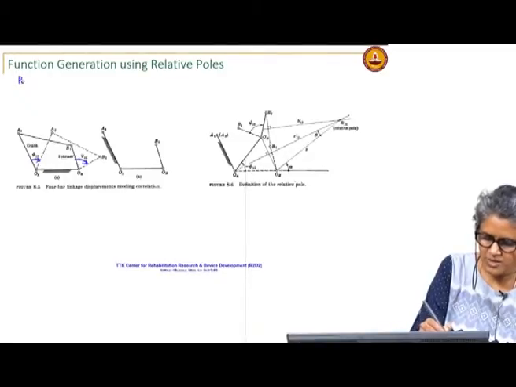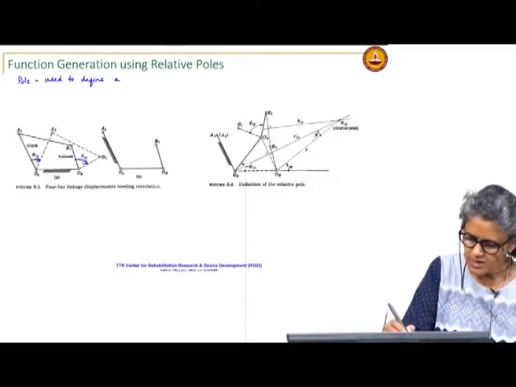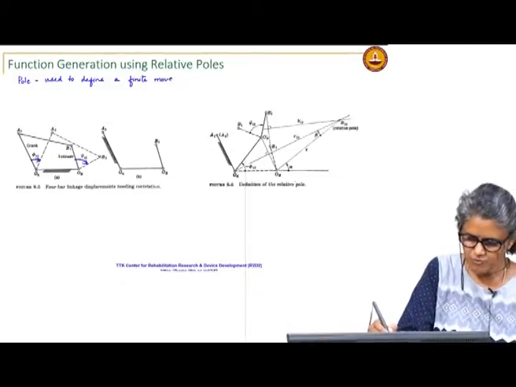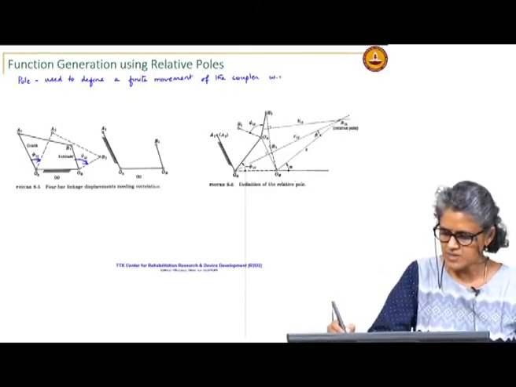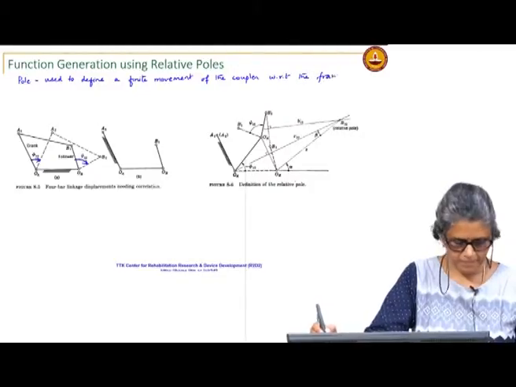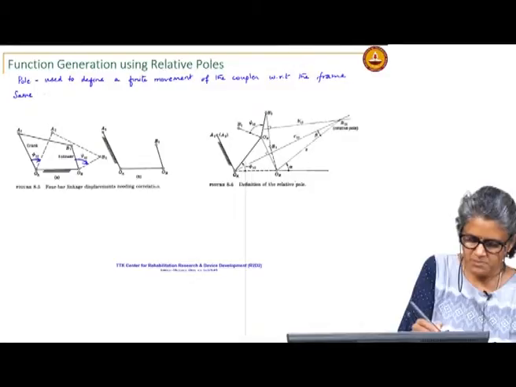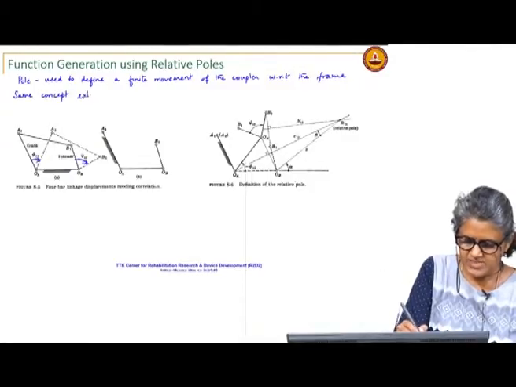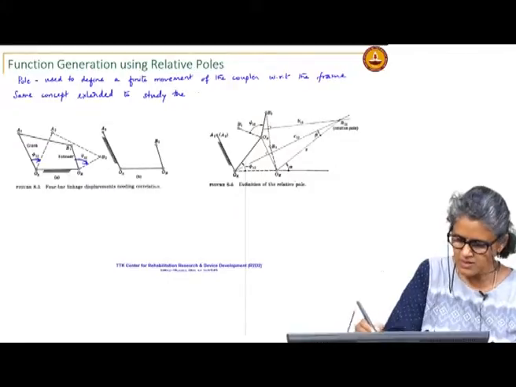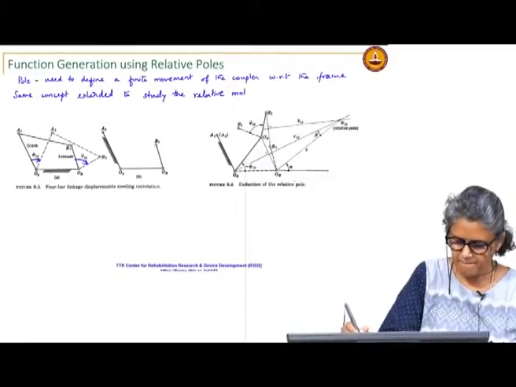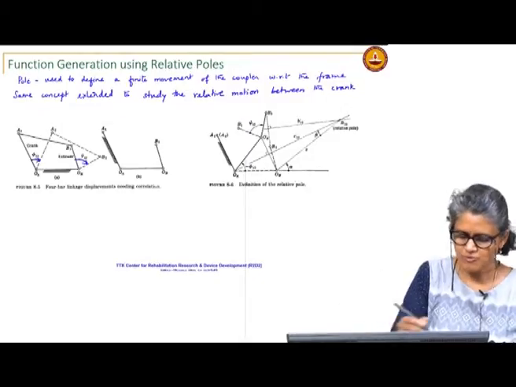So, let me just say, the pole is used to define a finite movement of the coupler with respect to the frame. Same concept extended to study the relative motion between the crank and the follower of the 4 bar.